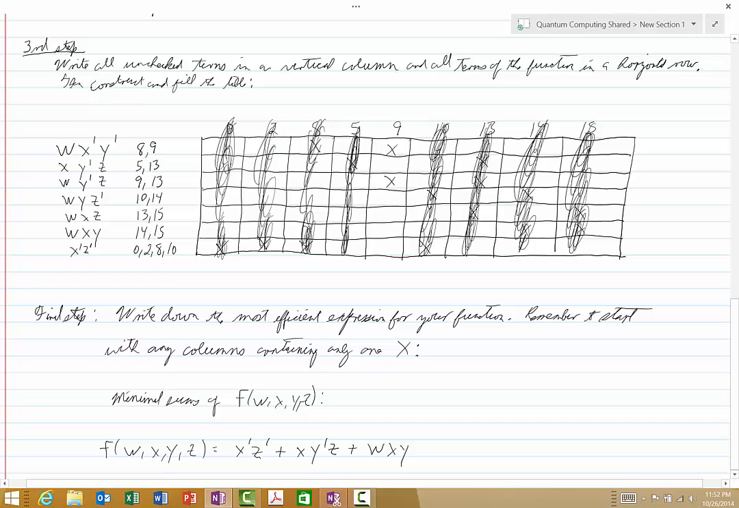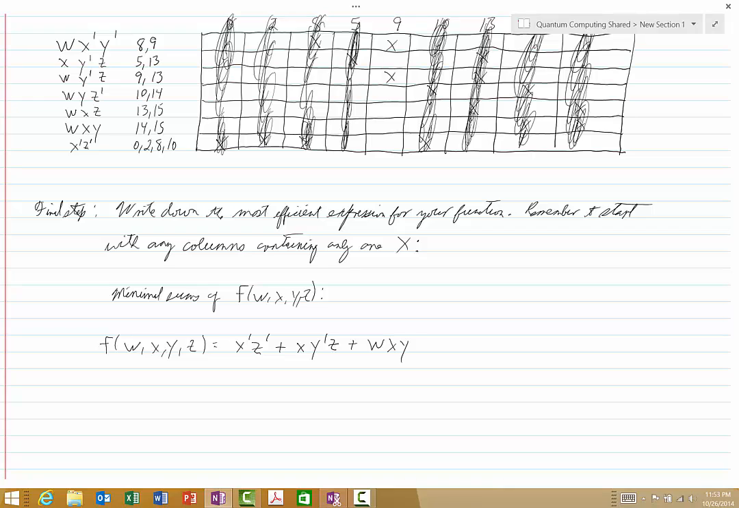And now I have only one remaining term that needs to be accounted for, and that's 9. And there are two different ways that I can do it. And notice that neither one is preferable, because I can account for this by either throwing in the first term, w x prime y prime, or by throwing in this term, w y prime z, and both of them have the same number of variables, so neither one is really preferable. So this is a situation where we have two minimal sums.